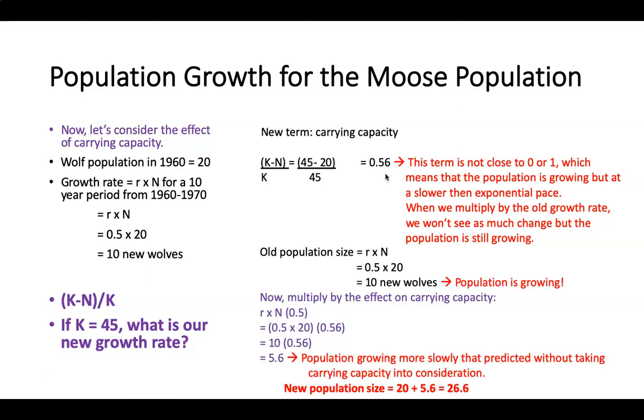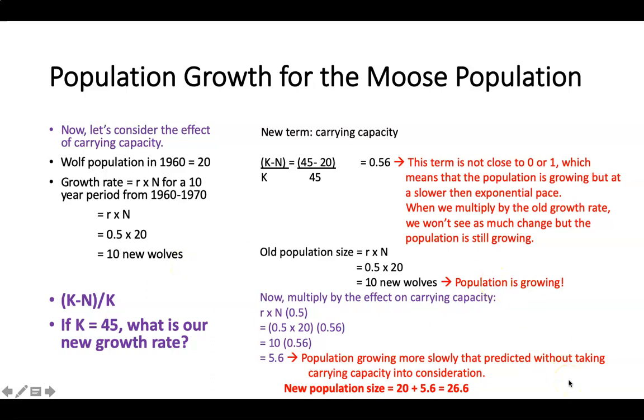And when we take that carrying capacity term into consideration, we find that R times N times 0.56, sorry, this should be 0.56 here, is going to equal a change in the population of 5.6 individuals. Now we had calculated that the new population was going to add 10 individuals. We only added 5.6. This means that carrying capacity is having a little bit of an effect on this population.